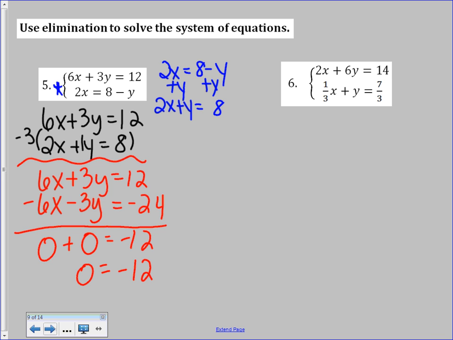Both my variables cancel. So that's why I want to reference back that chart. Okay, if the variables cancel and what is left is a false statement, that means there is no solution. Okay, so this is a false statement. 0 will never equal negative 12. I'm going to have you try most of number 6.